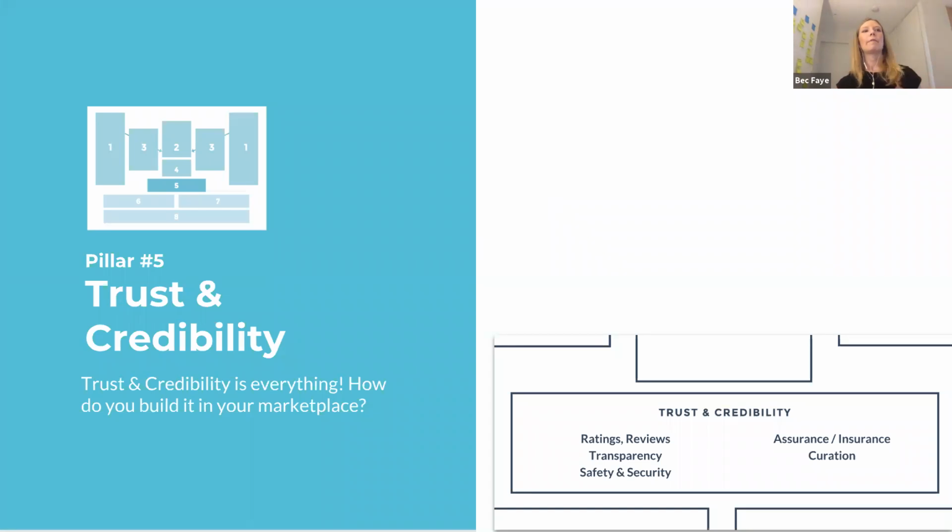Now, pillar number 5. This is where it's all about trust and credibility. Particularly in the sharing economy, but even more so in the wider community, we know trust and credibility is everything. So let's look at how you actually build that into your marketplace.